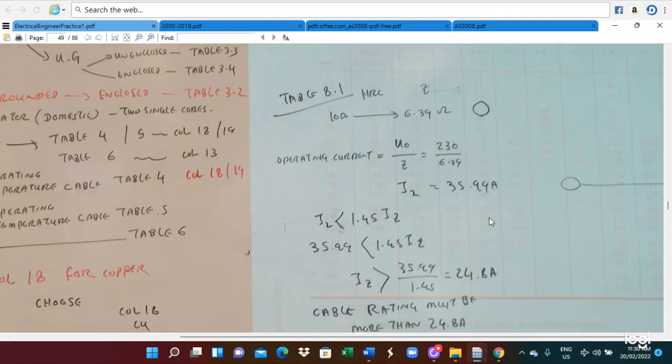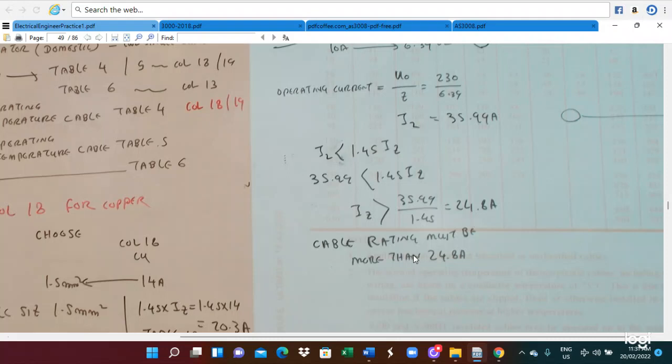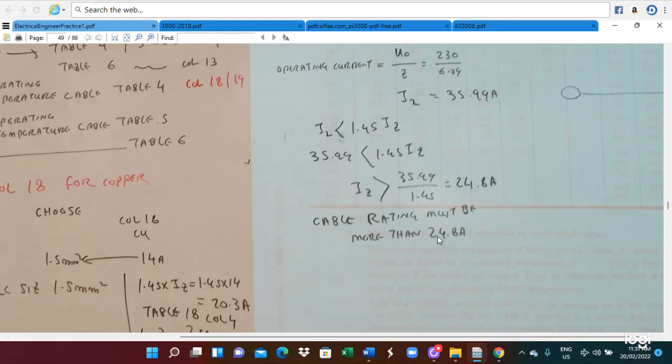So that I2 value must be less than 1.4 times IZ. So if you want to select the 1.4 times IZ, what should be the IZ value? So this will be divided. IZ must be greater than 24.8 ampere. So this means that the cable rating must be greater than 24.8 ampere.